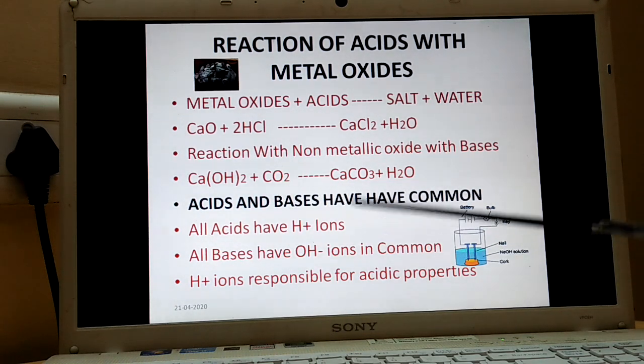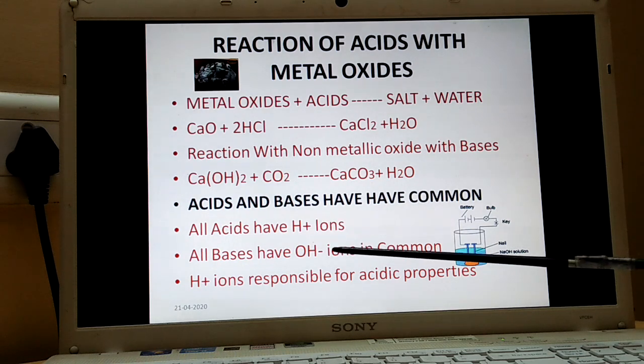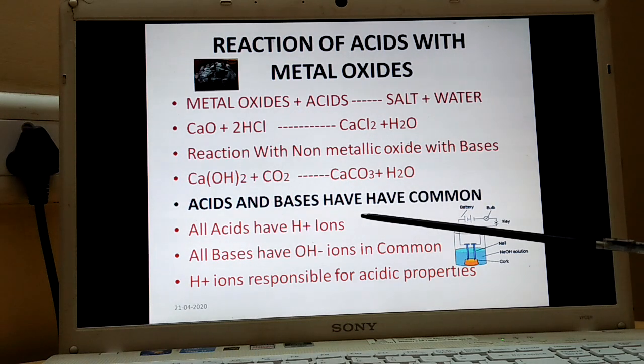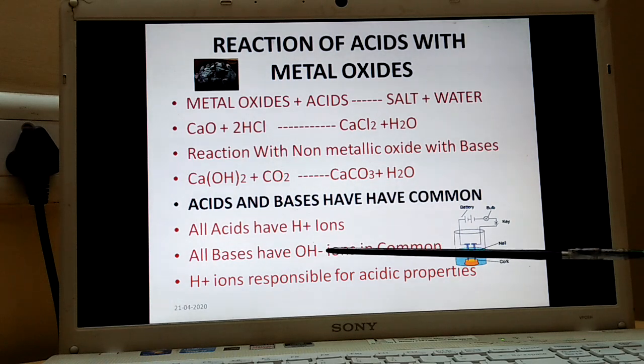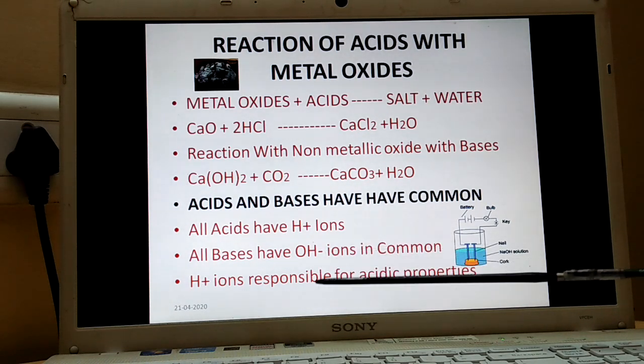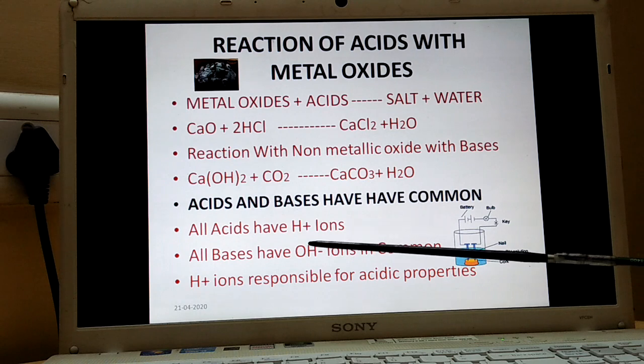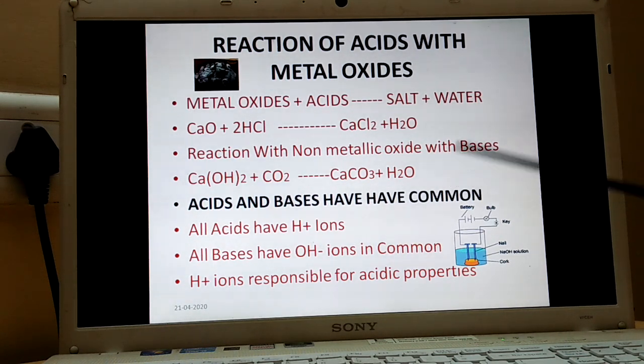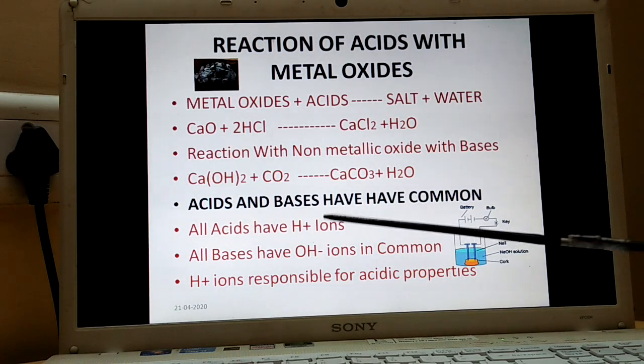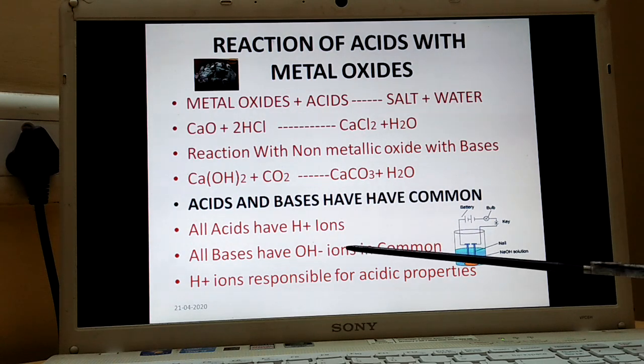That is, acids and bases have H plus and OH minus ions in common. Hydrochloric acid will produce H plus ions, but sodium hydroxide will always produce OH minus ions. H plus ions are responsible for acidic properties, while OH minus ions are responsible for basic properties of a base. So this thing is common, that every acid and base, on passing electric current, will dissociate into its ions.